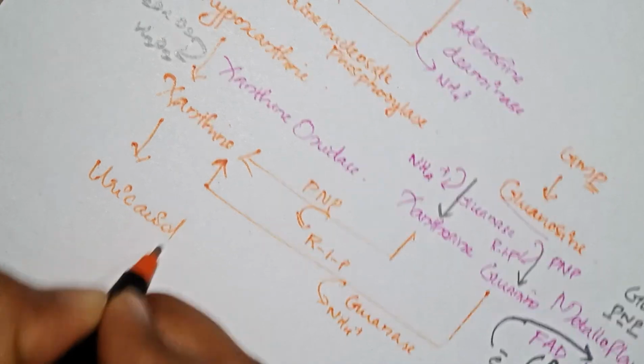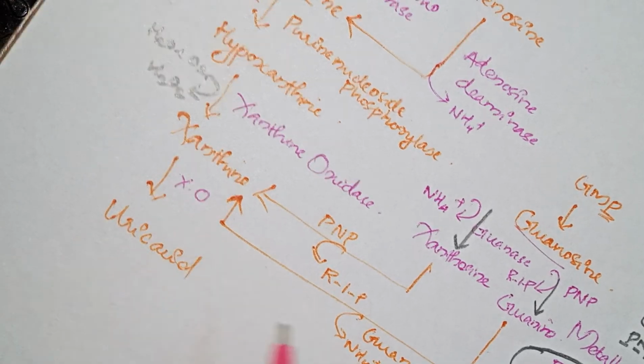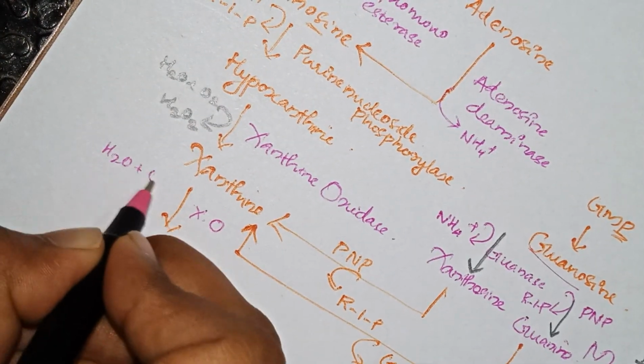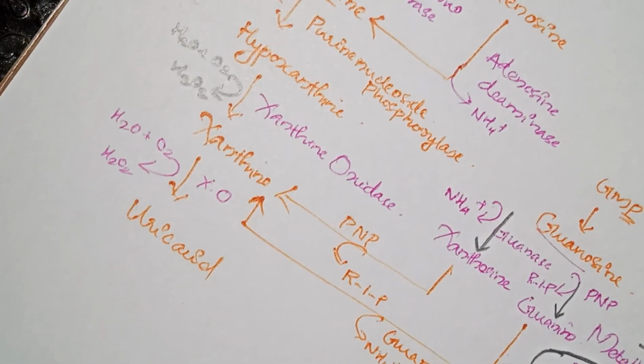Okay, the final step, the final oxidation: xanthine is converted into uric acid. The enzyme is again xanthine oxidase. Again we will get H2O plus O2, H2O2. So the pathway is very simple.